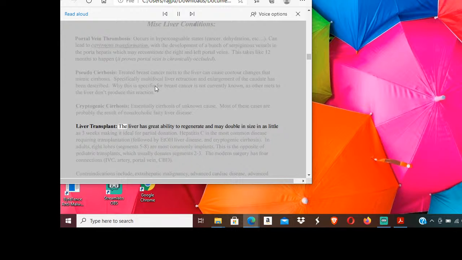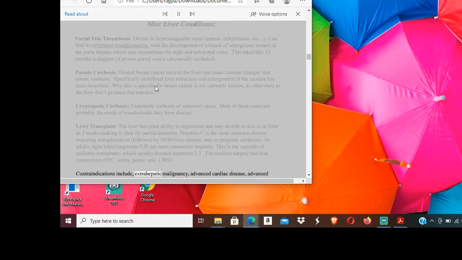Liver transplant. The liver has great ability to regenerate and may double in size in as little as 3 weeks, making it ideal for partial donation. Hepatitis C is the most common disease requiring transplantation, followed by ETOH liver disease and cryptogenic cirrhosis. In adults, right lobes, segments 5 to 8, are most commonly implanted. This is the opposite of pediatric transplants, which usually donate segments 2 to 3. The surgery has 4 connections: IVC, artery, portal vein, CBD.